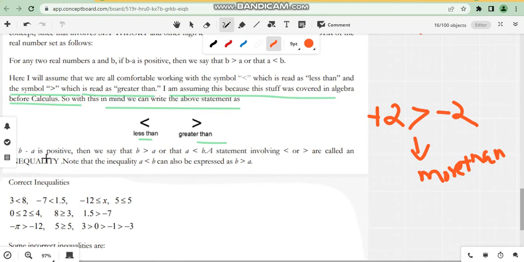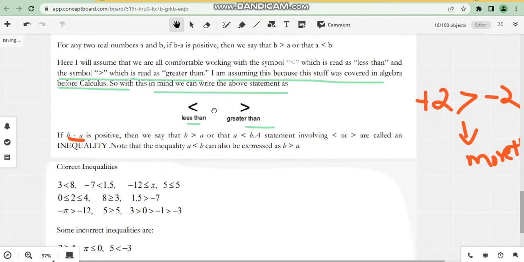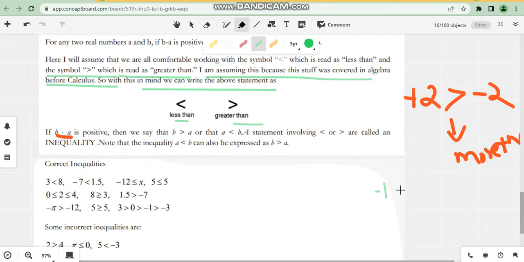They used the variables b and minus a here. It means b is positive, so b is more than minus a, because a is any negative number that is less than b, and b is a positive number. A statement involving less than is called an inequality.